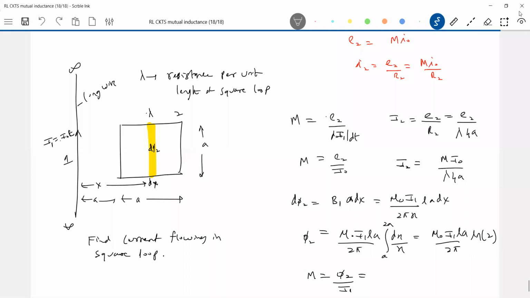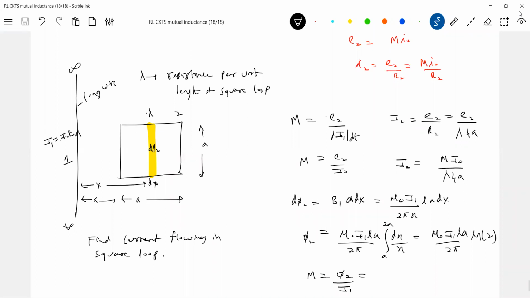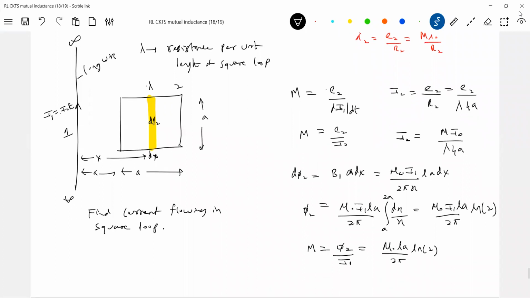So what is I1? I1 equal to I naught t. So M should be equal to mu naught L A log 2 by 2 pi. That I'll substitute here, and I'll get the current in the loop. So what is the value of I2? I2 should be equal to mu naught L A log 2, this I naught, by lambda 4A.